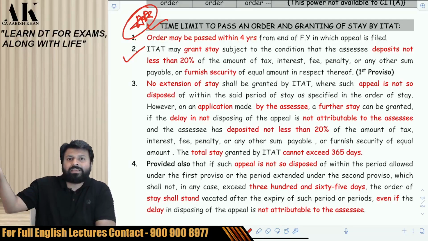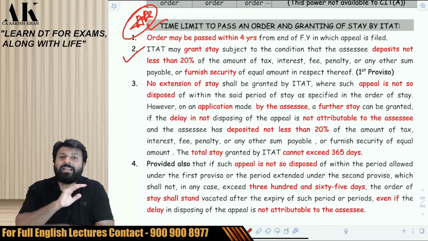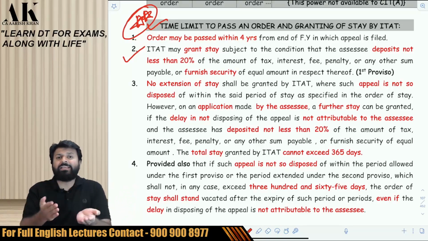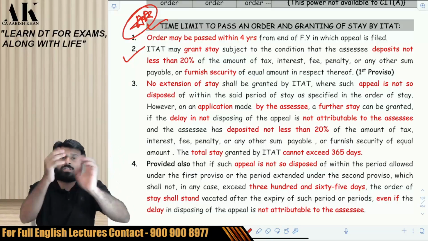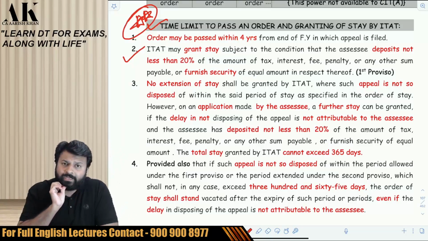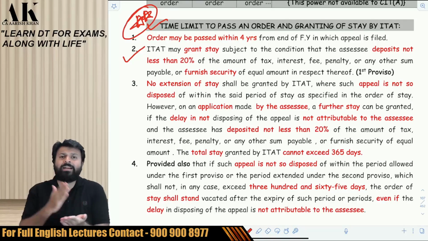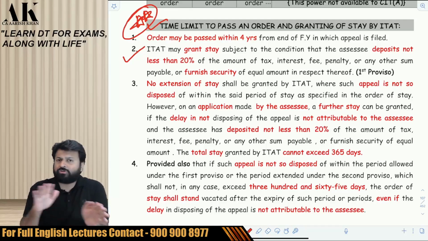Can that 180 days be extended? Yes. If the delay is not attributable to the assessee, if the delay is attributable to the tribunal, it can be extended to 365 days also. It means by default, if there is a stay granted by the tribunal, the stay will vacate after 180 days. But an order should also be passed within 180 days. The appeal should be completed.